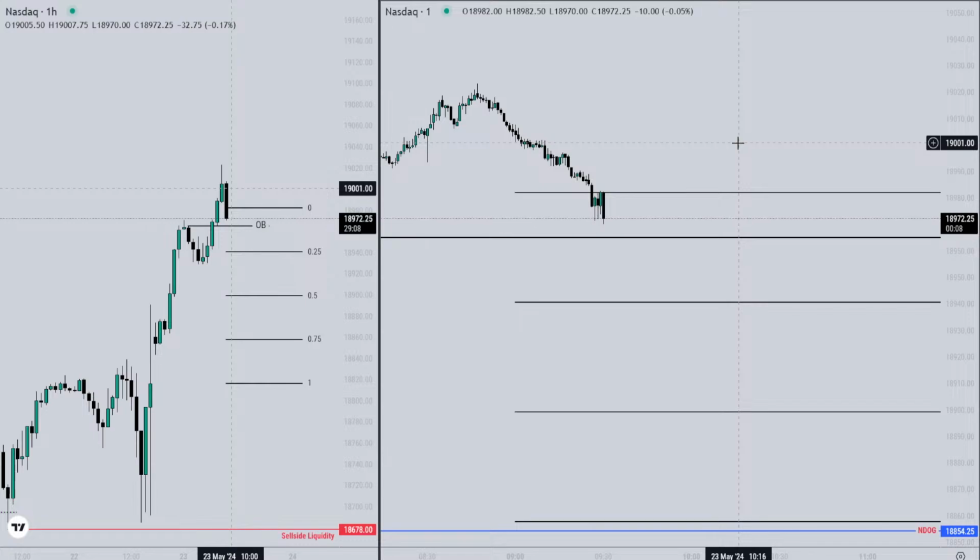I am not interested in taking a sell or buy right now. I will just wait to see how it reacts around until 10, because at 10 we have a red folder news. I will wait for that news and see how it reacts. After that I will make my decisions.